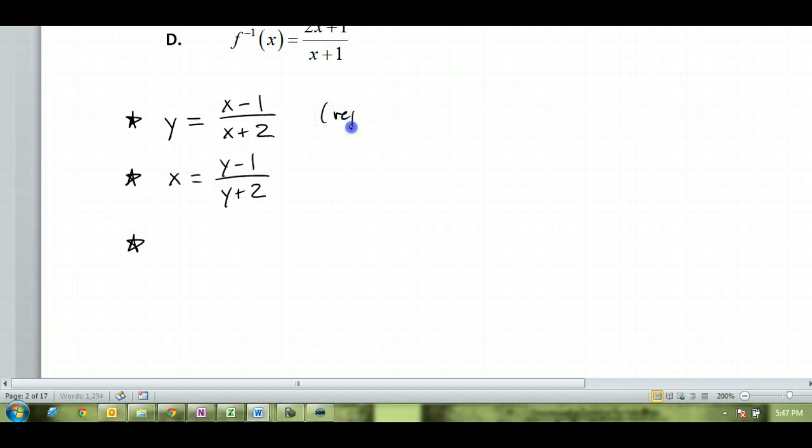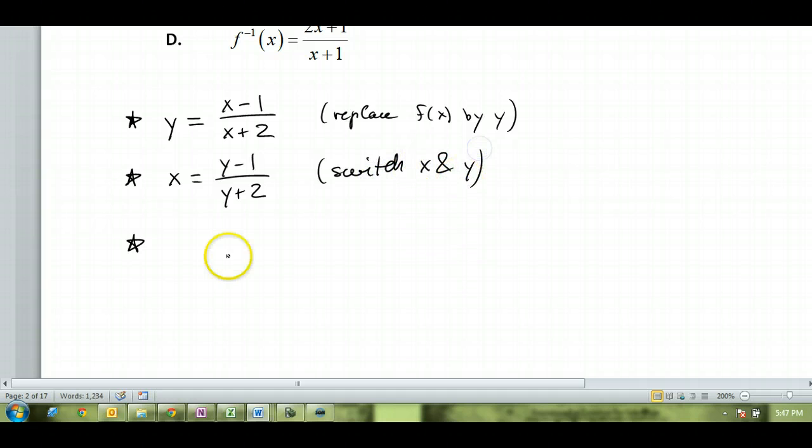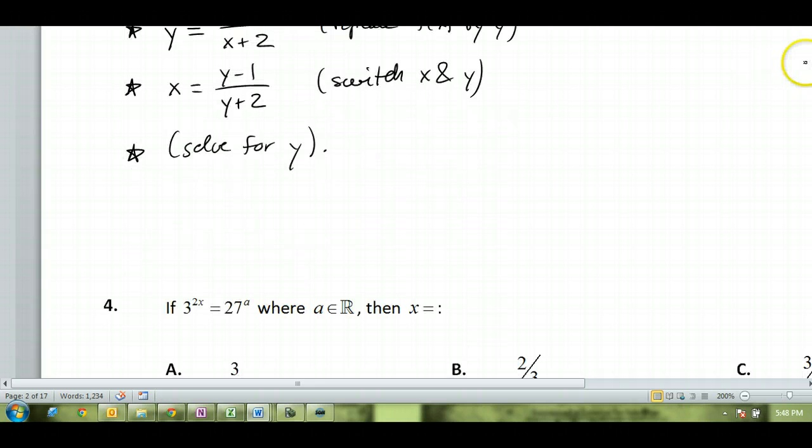So step number 1, replace f of x by y. Step number 2, switch x and y. Step number 3, solve for y. Okay, and of course this is the main step. So how do you solve for y? Okay, don't lose track of what you're doing.